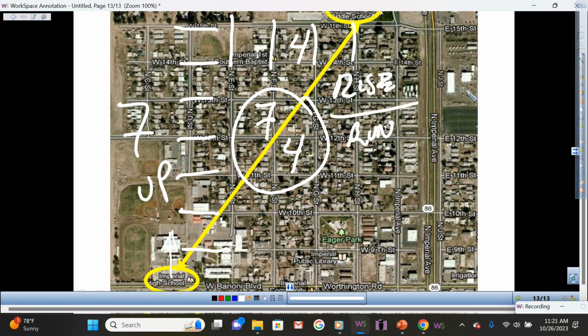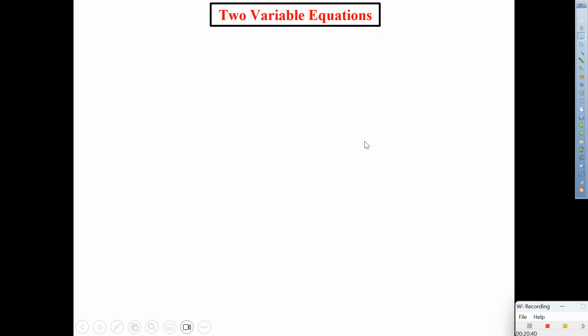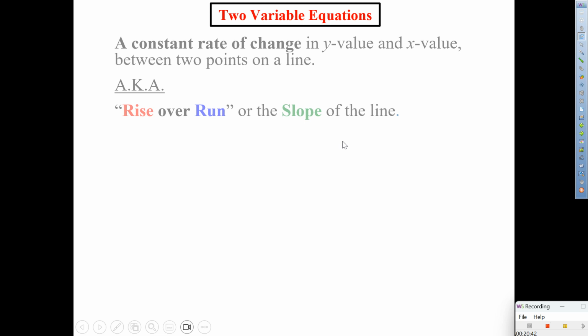Does that sound familiar? Good intro? Thank you, Mr. Q. You're welcome. All right. So, rise over run, we got it. It's a fraction, and it gets us from point A to point B.